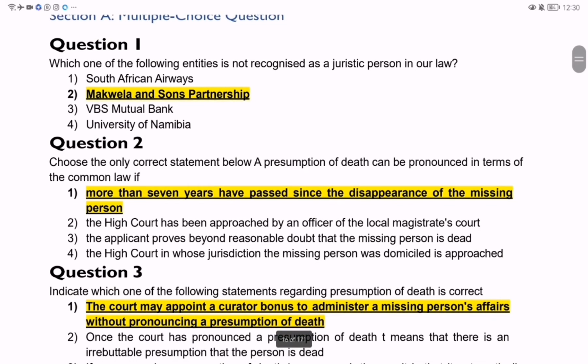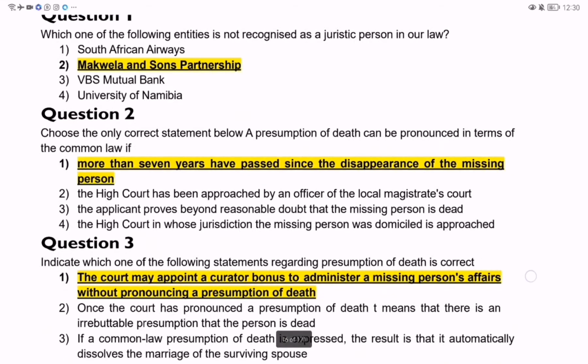Which one of the following entities is not recognized as a juristic person? First, you need to learn, go find out, do your work, remind yourself what is a juristic person. Okay? Then you'll be able to prove this answer.